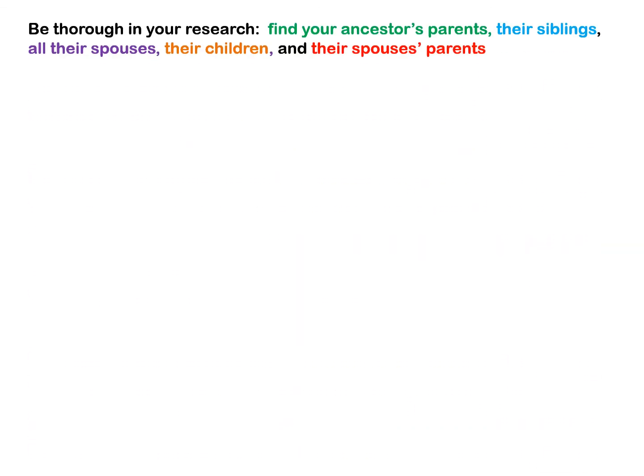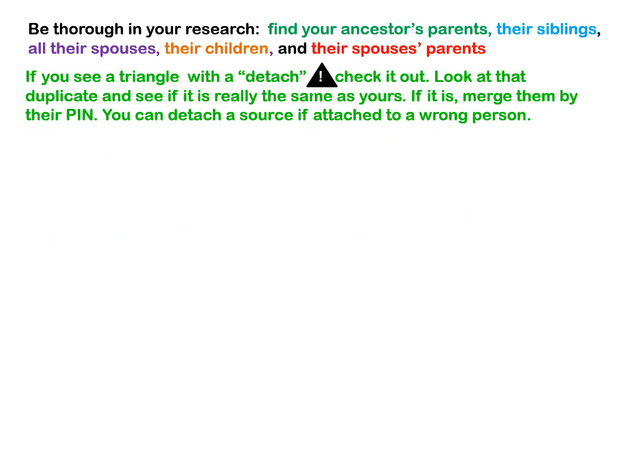In summary, be thorough with your research. Find your ancestors' parents, their siblings, all their spouses, their children, and their spouses' parents. If you see a triangle with a detached, check it out. Look at that duplicate and see if it really is the same as yours. If it is, merge them by their personal identification number. You can detach a source if it's attached to a wrong person.